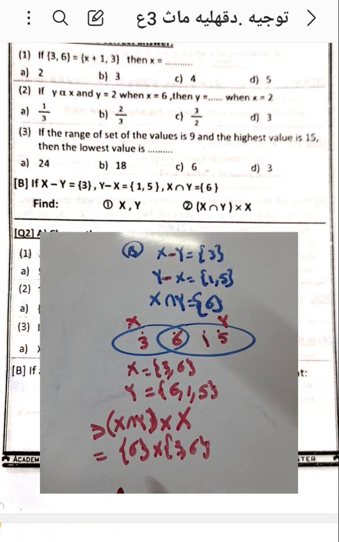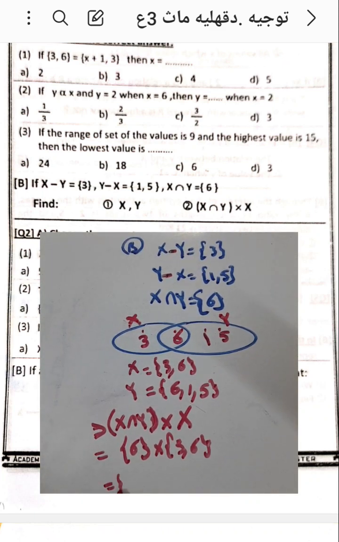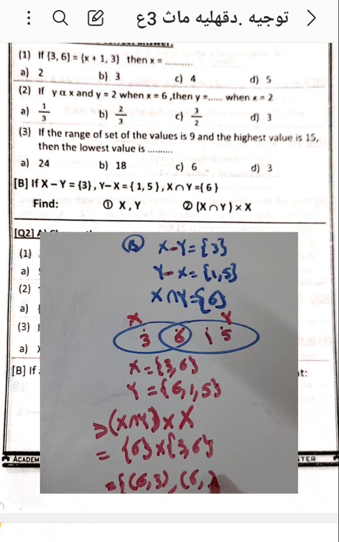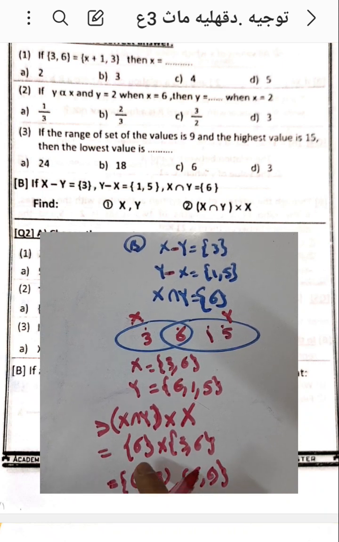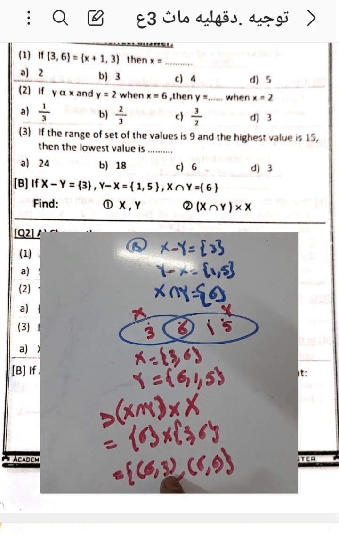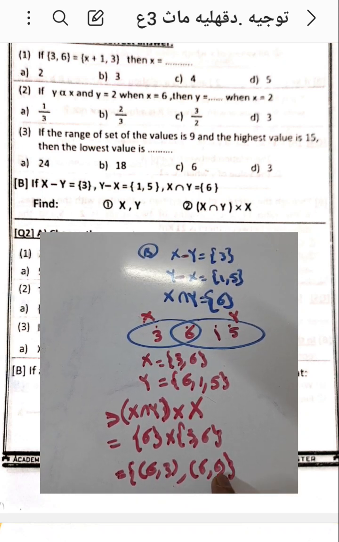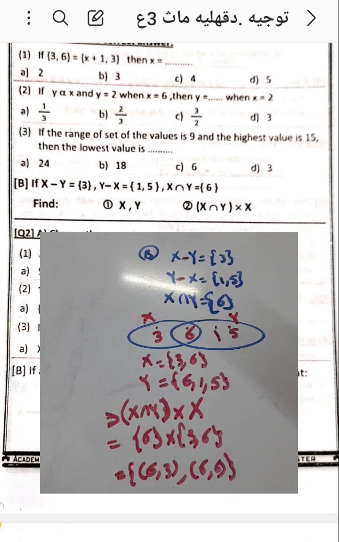The solution set here will be what? The set of 6 and 3 in first order, and second, 6 and 6. First projection 6 and second projection 3, then 6 and 6: first projection 6 and second projection 6. Okay, that was question letter B.